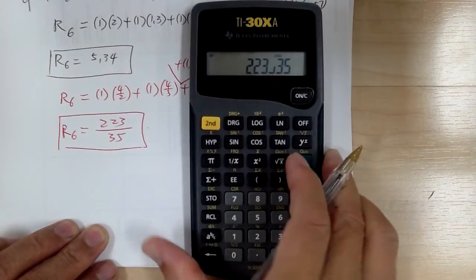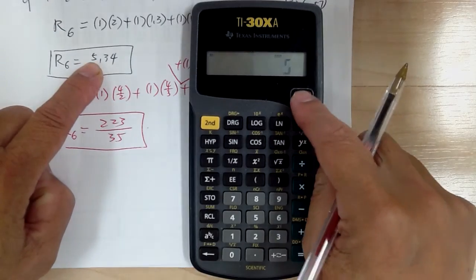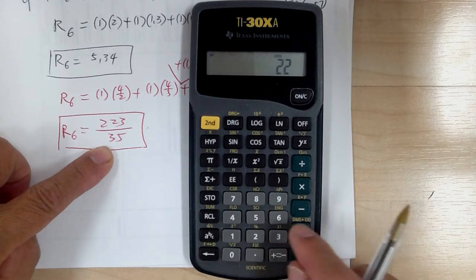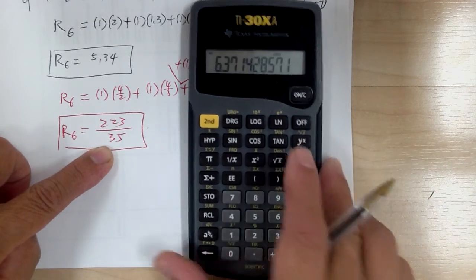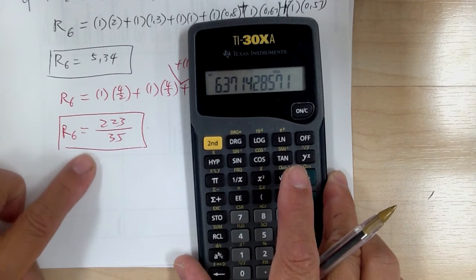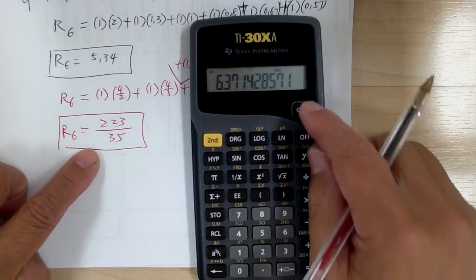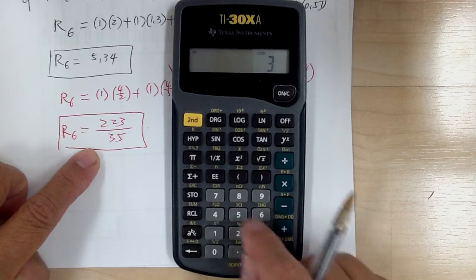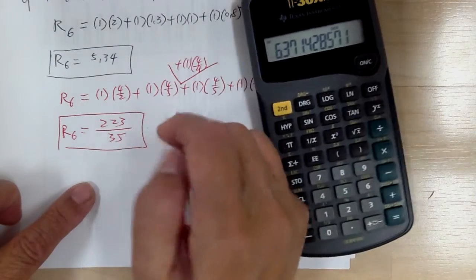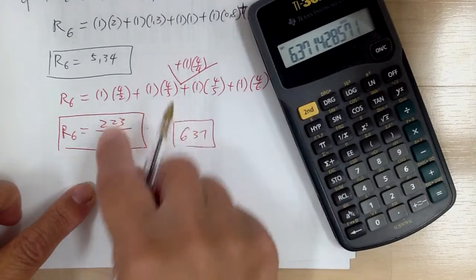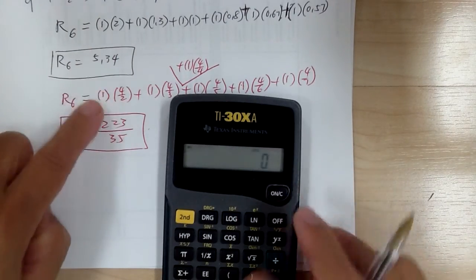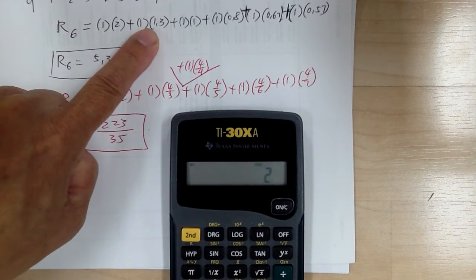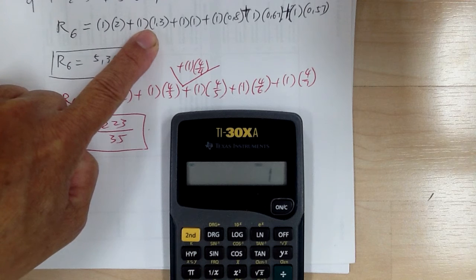Okay. Now, if you want to see how close this is, you just go 223 divided by 35. Let's see. 223 divided by 35 equals, okay, so this is about 6.37. Okay, so this is more correct. So you might want to go back and check this one here. Okay, let me check. So 2 plus 1.3.